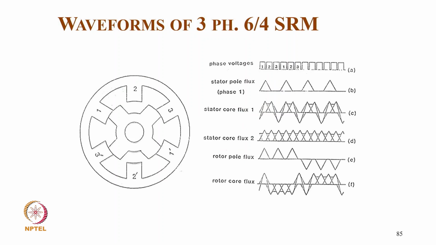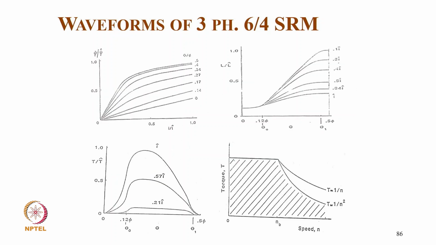Of course, the waveforms for a 3-phase reluctance motor are different. If you apply pulses of voltage, then the hysteretic flux looks triangular, then the hysteretic core flux overlaps, and then the hysteretic core flux 2, as you can see in the plot, as well as the rotor core flux. And these are typically the normalized flux linkage versus current, the inductance versus theta, and then the torque versus theta at different currents, and similarly here torque versus speed.